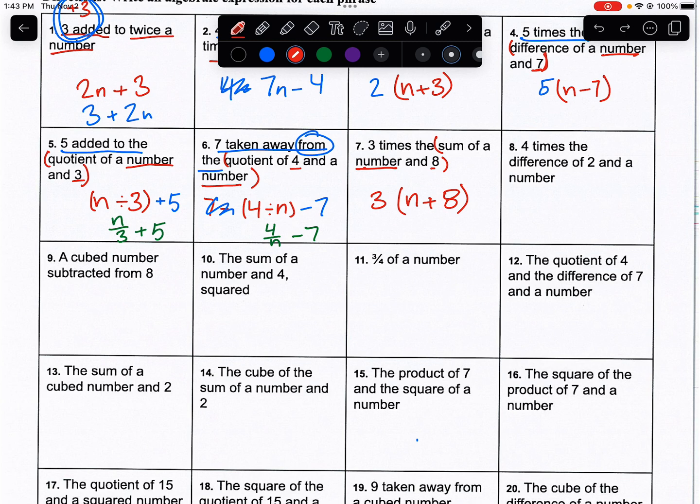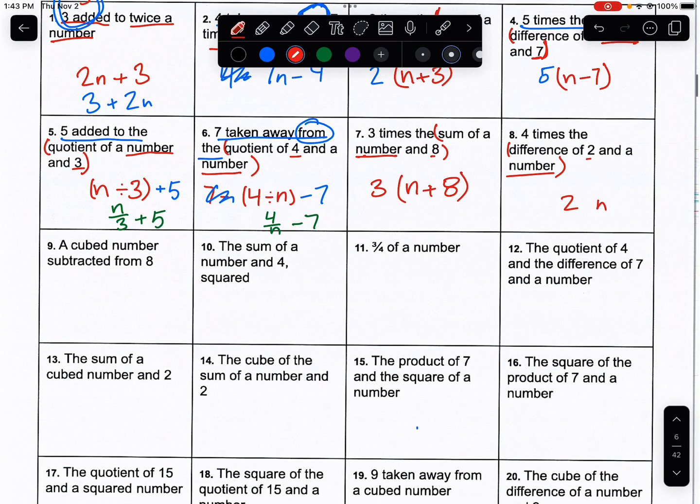4 times the difference of 2 and a number. Oh, difference. That's our vocab word. Difference of what? Difference of 2 and a number. Those are our 2 things. So it's 2 and a number. Notice I'm going in the order that they gave us. 2 goes first, number goes second. Difference means subtract. And they say 4 times that. So that means we're timesing it by 4.